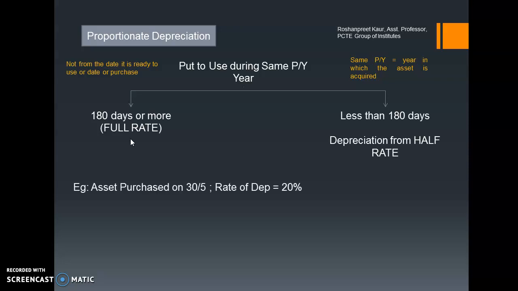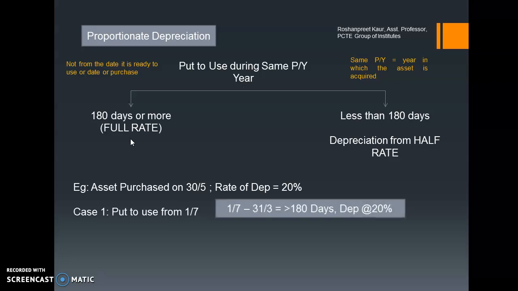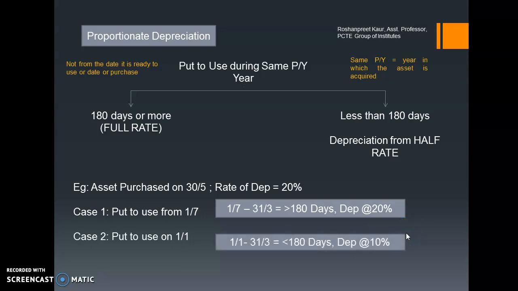For example, you have purchased an asset on 5th May. The rate of depreciation supposedly is 20%. And you have put it to use on 1st July. So when you calculate days from 1st July to 31st March, when your financial year is ending, it is actually more than 180 days. So depreciation will be given at 20%. And supposing you have started to use it on 1st January, from 1st January to 31st March it is actually less than 180 days. So the rate of depreciation will reduce to half, that is 10%.